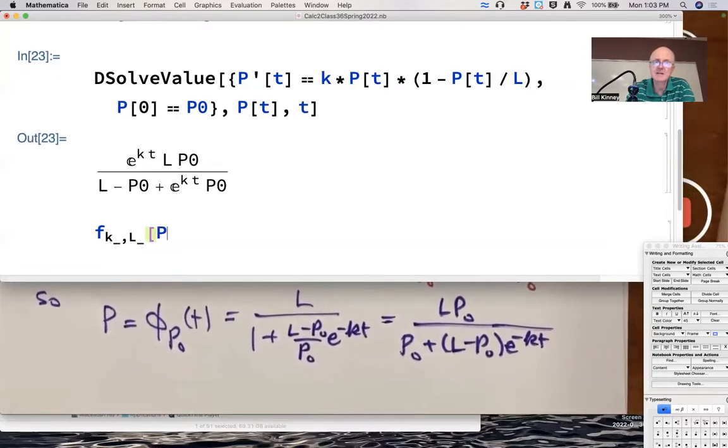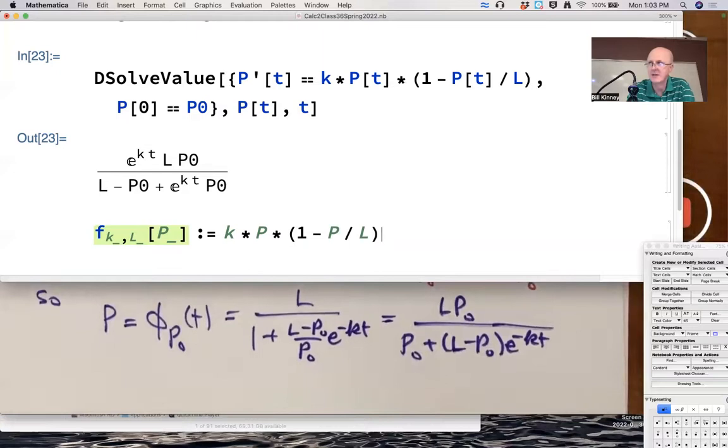The p goes inside the parentheses here. This is a function of p. This is k times p times 1 minus p over L. Notice no t's in here. That's okay. The t's are only needed for the DSolveValue to emphasize it's the differential equation where t is an independent variable. This is just a function of p. I can think about this function without any t's.